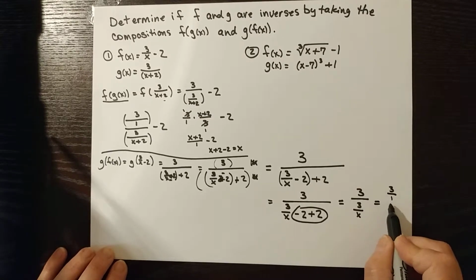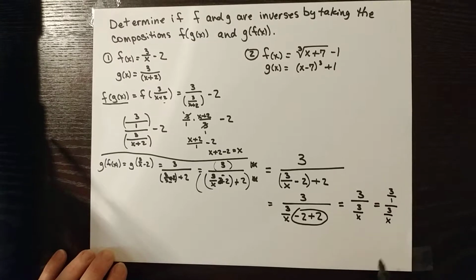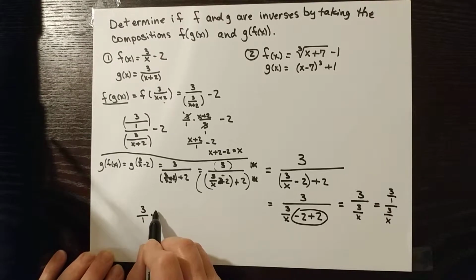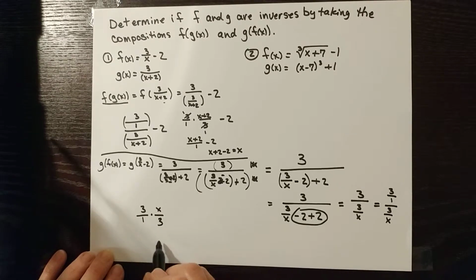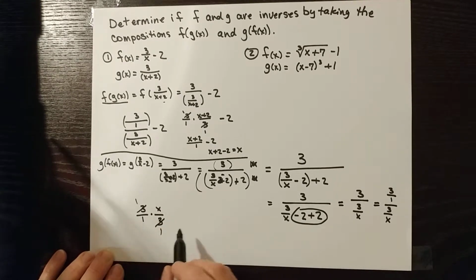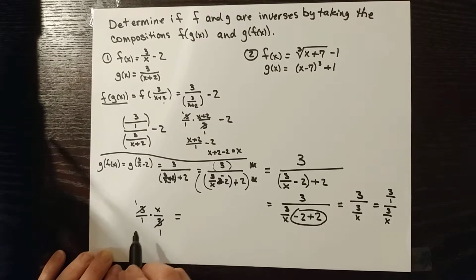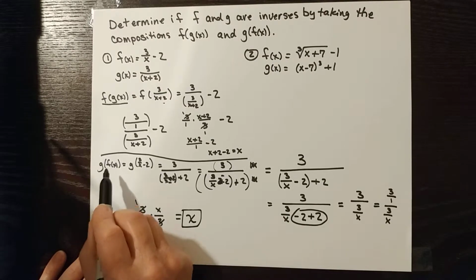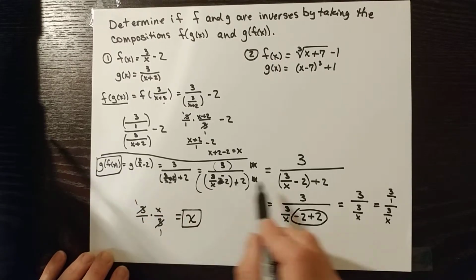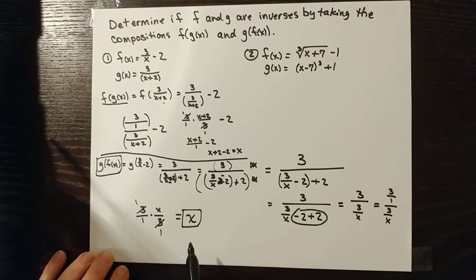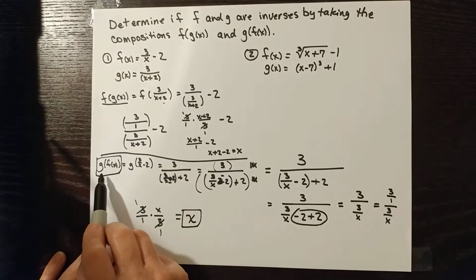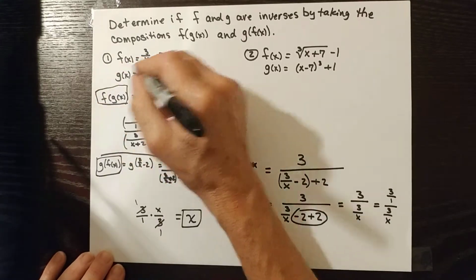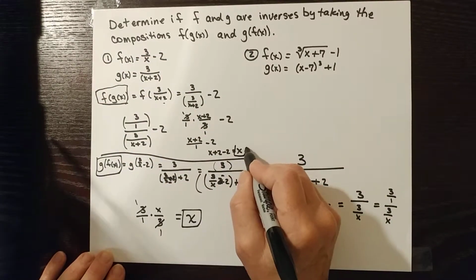This is 3 over 1 over 3 over x. So I can say this is 3 over 1 times the reciprocal, x over 3. 3 will go into 3 one time, and I'm left with 1 times x over 1 times 1, which gives me x. When I took f of g of x and simplified it down, I got x. When I took g of f of x, I got x.